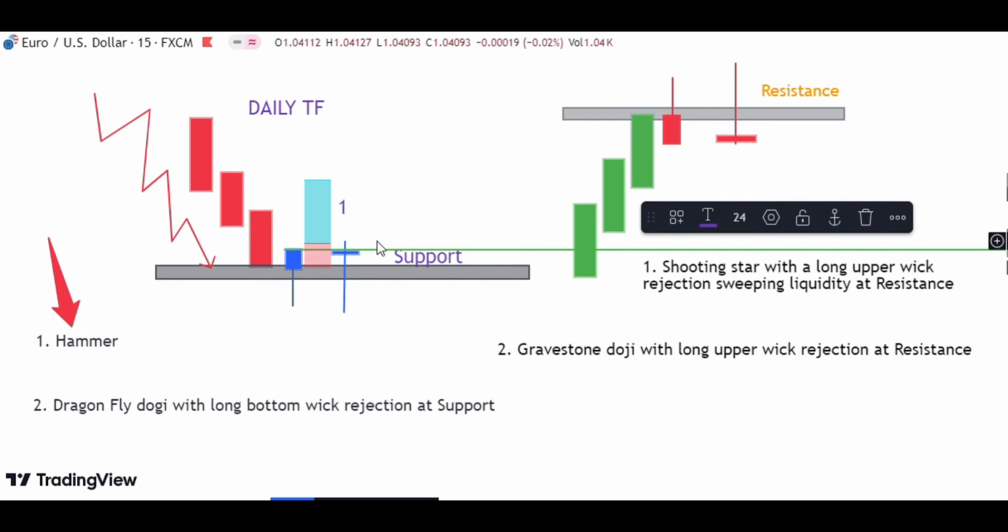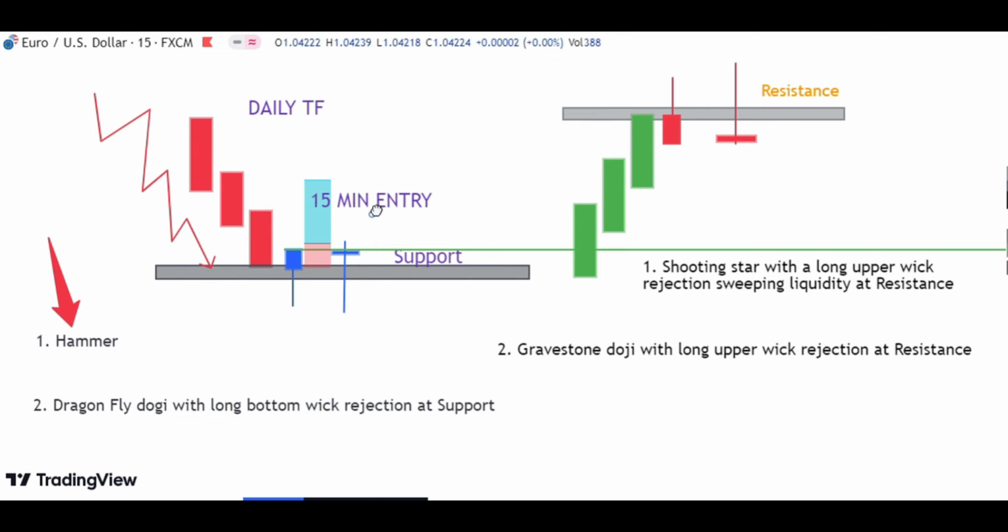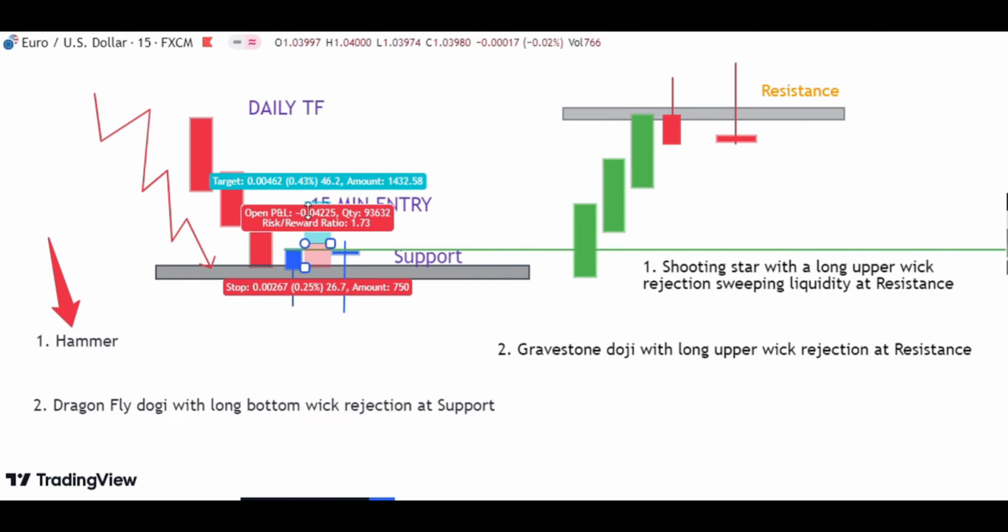So your 15 minutes entry would look something like this. You are now targeting a 1 to 2 risk to reward ratio, 1 to 3 risk to reward ratio on lower time frames after identifying this candlestick, which is the hammer on a daily time frame.